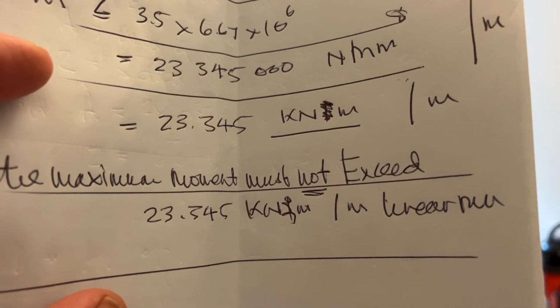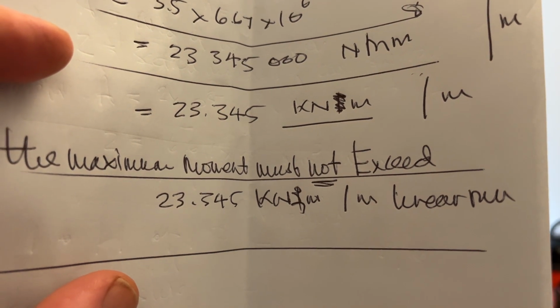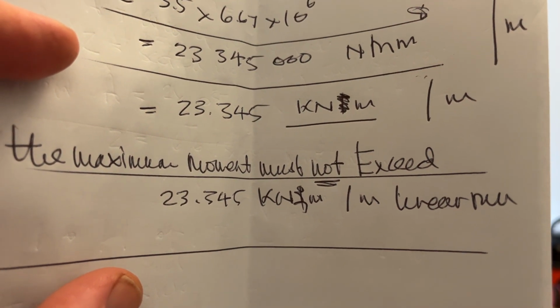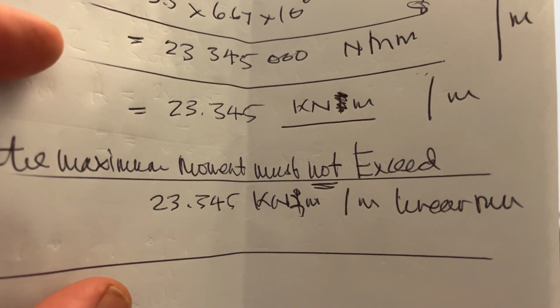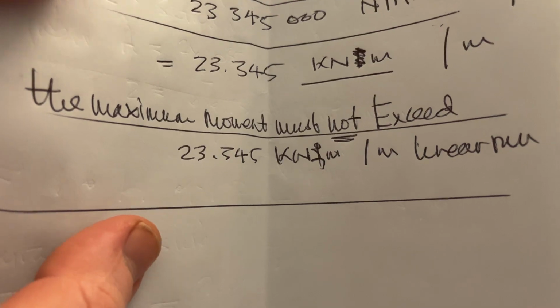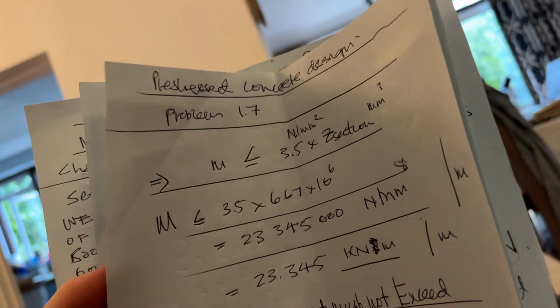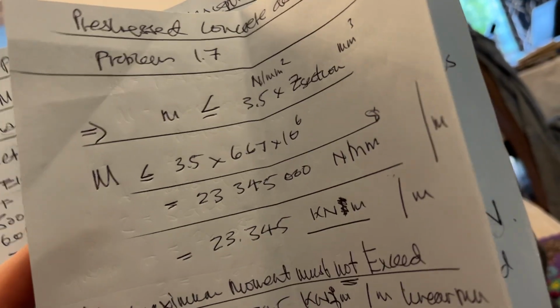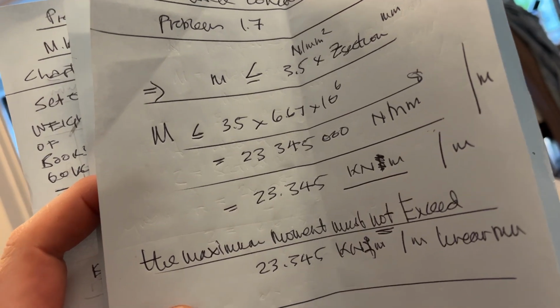So to get that into kilonewton meters, you've got to divide by 1,000 from newtons to kilonewtons and 1,000 again from millimeters into meters. That gives you 23.345 kilonewton meter per meter. The maximum moment must not exceed 23.345 kilonewton meter per meter. So this is based on the allowable stress.